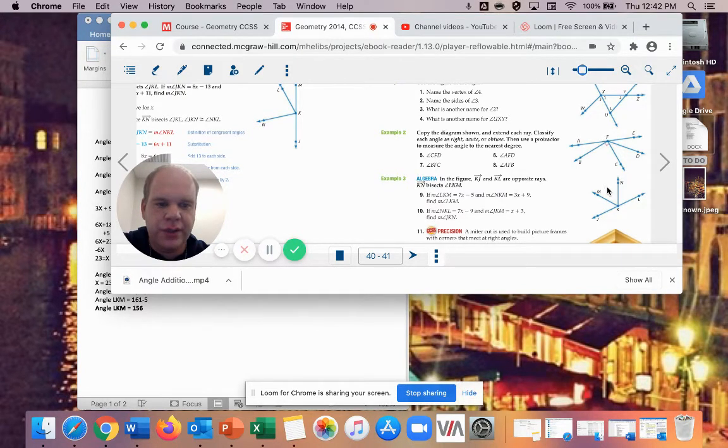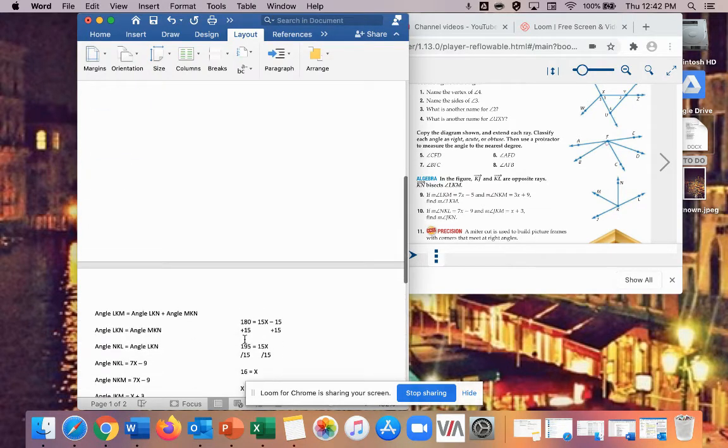And we don't know what this one is, but we know this one is 7x minus 9. But since we know these two are equal, because this is a bisector, if this one's 7x minus 9, this one must also be 7x minus 9. So let me demonstrate on here.